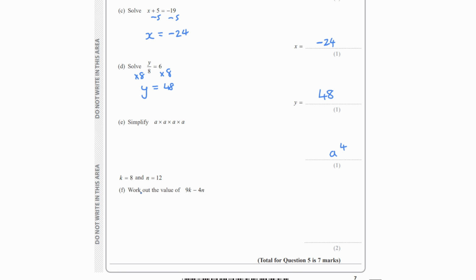k equals 8 and n equals 12. Work out the value of 9k, subtract 4n. So we've got 9 lots of 8, take away 4 lots of 12. Pop that in your calculator. 9 multiplied by 8, subtract 4 multiplied by 12, gives you 24.